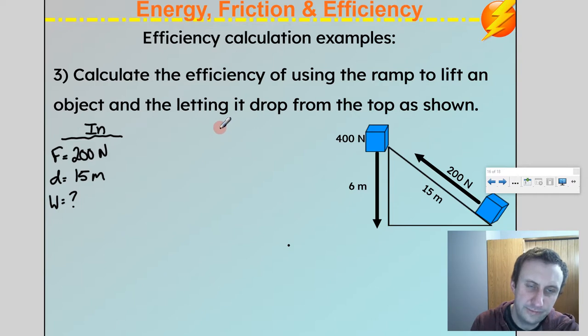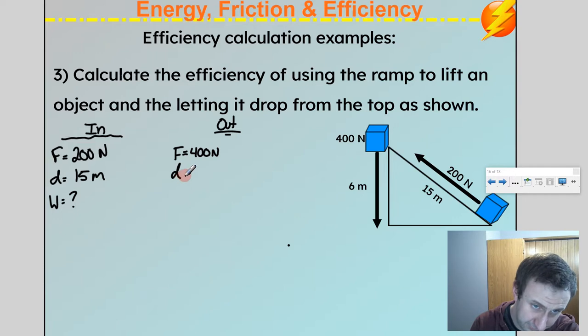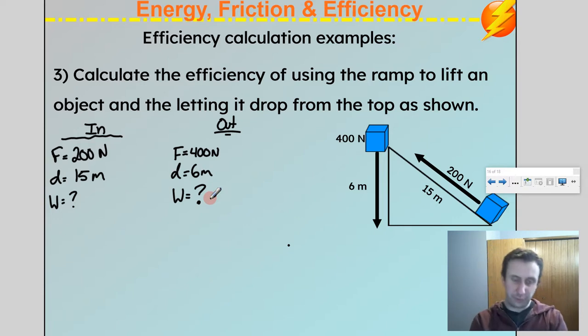For the output, I've got a force of 400 newtons. And I have a distance equal to 6 meters. And I also want to know the work. So once I find the work for both of these, that tells me my input and my output energy.